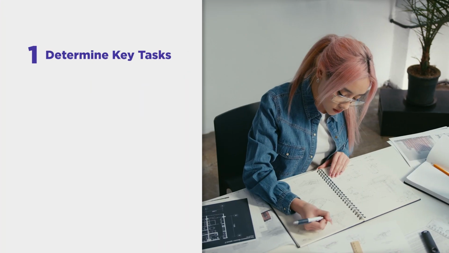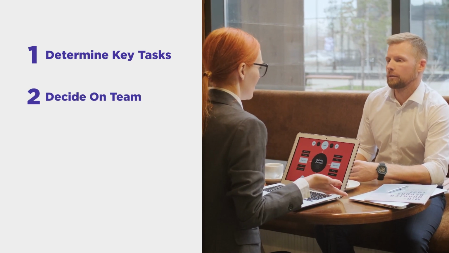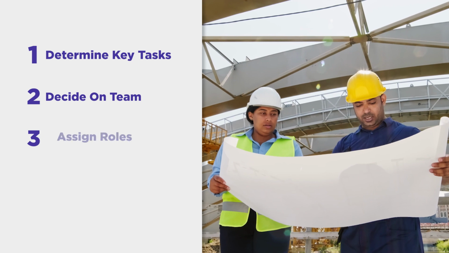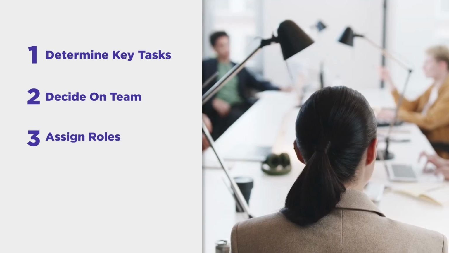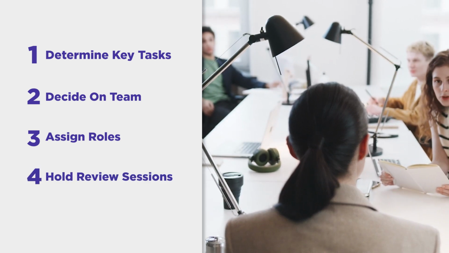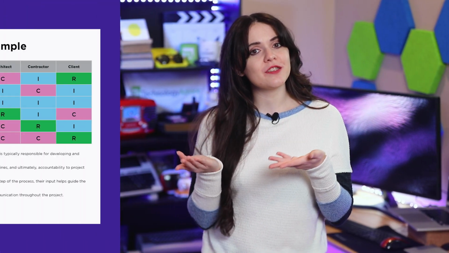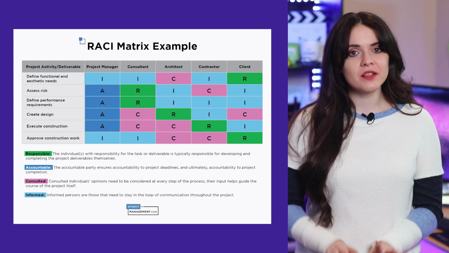Now that you understand the roles, here are the steps to creating a RACI matrix. 1. Determine the list of key activities and deliverables. 2. Determine who is needed to be a part of the project or initiative. 3. Assign project roles and responsibilities to people for each activity and deliverable. And finally, 4. Hold review sessions with key members of the team for alignment. If you followed each step, then you should have an outline similar to this one. Don't worry if it doesn't look exactly like mine, just be sure yours includes all the same key components.